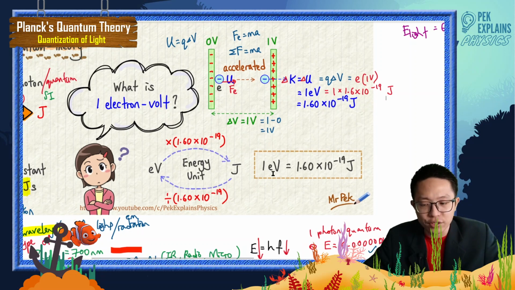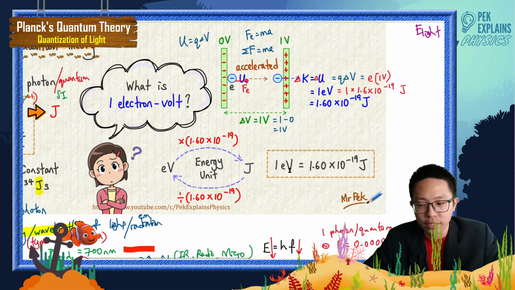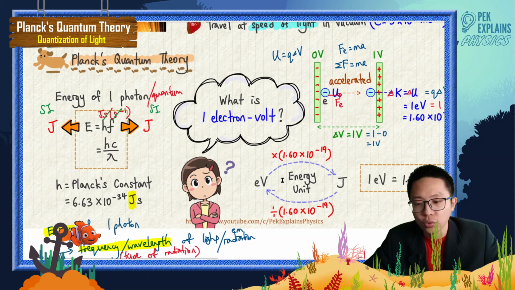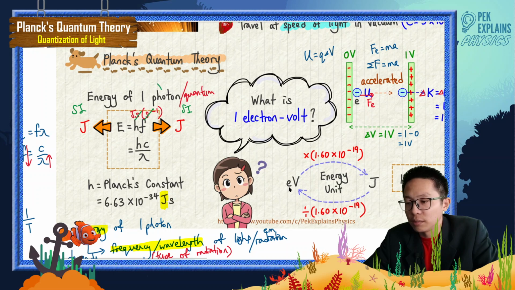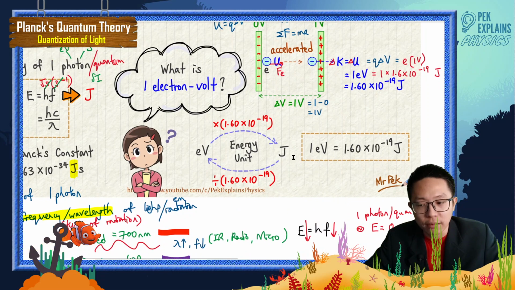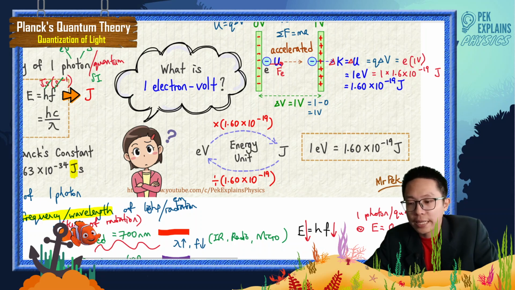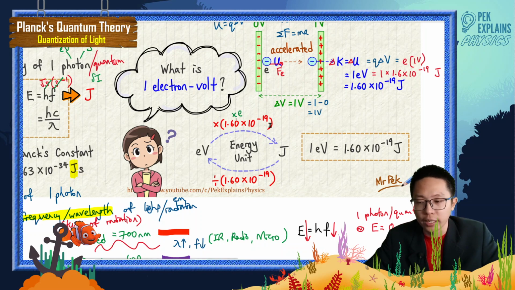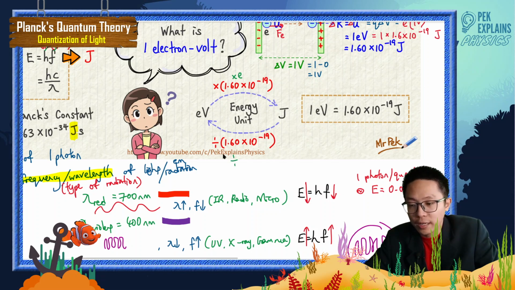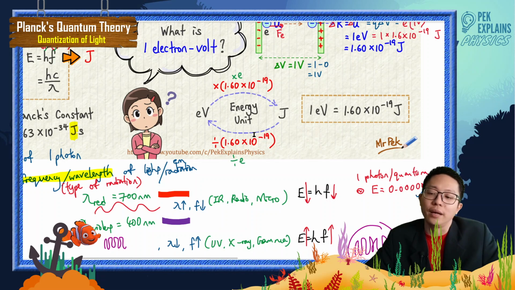So electron volt is actually an energy unit. For the photon, we can have two energy units. Photon energy is sometimes measured in terms of electron volt, sometimes in terms of joule. To change the unit from electron volt to joule, we multiply by the charge of the electron, 1.6 exponent negative 19. If you want to change from joule to electron volt, we do the opposite and divide. This is very important.